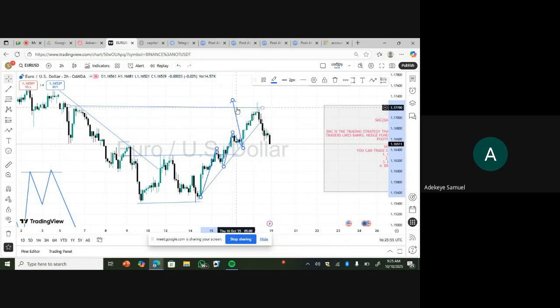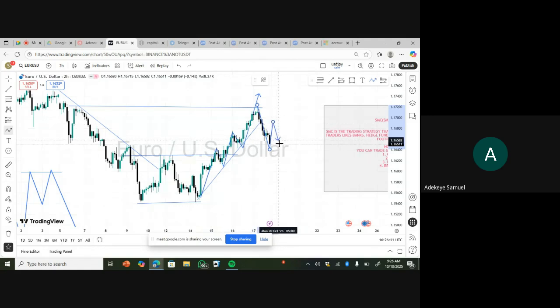Let's say now this market is retesting to this. You wait for it to retest back to this and see a candlestick chart pattern for a buy.